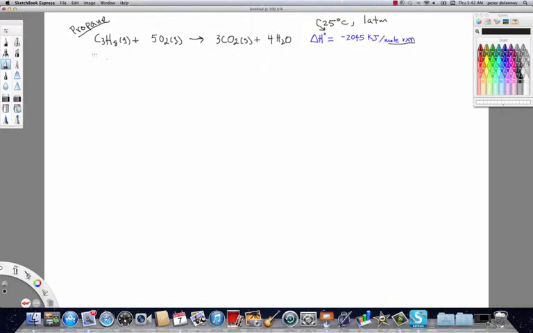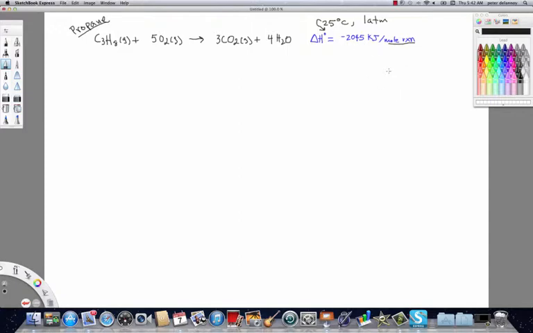What that means is that if we carry out this reaction where we combine exactly the amounts of propane and oxygen dictated by the balanced equation, so 1 mole of propane combined with 5 moles of oxygen, and the reaction goes to completion, so all the propane and all of the oxygen reacts in a 1:5 ratio, then this much energy is going to be released.